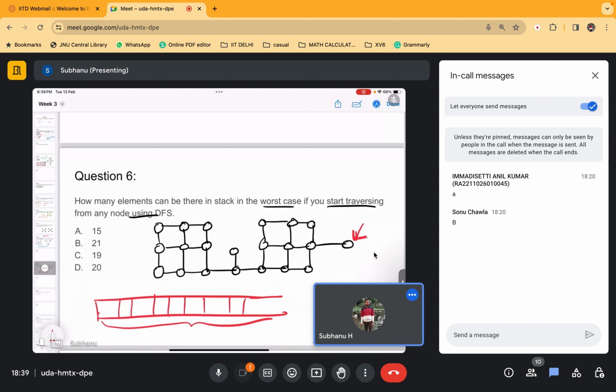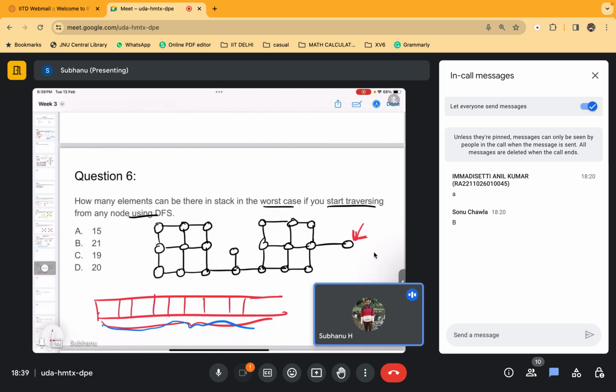Basically, in depth first search traversal, the depth will be very high if the number of nodes between two nodes is very high. This is basically the depth of your stack. It will be very high when the distance between two nodes, the number of nodes between two nodes, is very high. So here our objective is to find the longest path between two nodes. So how will we start?